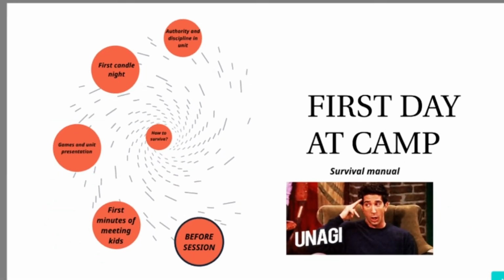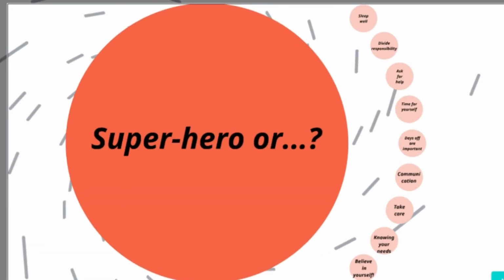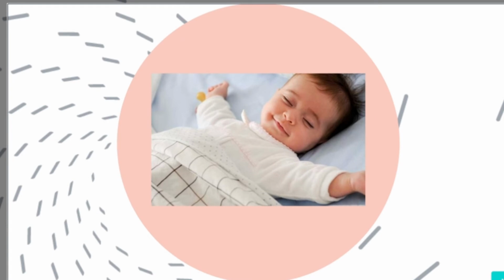I would like to tell some tips how to survive at camp, how to be a superhero at camp. So the first rule of surviving is sleep well. It's better to sleep at night than go partying. Believe me, you will say yourself a huge thanks for making right choices. Give yourself some time to sleep during time off. It will help you to recover during the day for other activities.